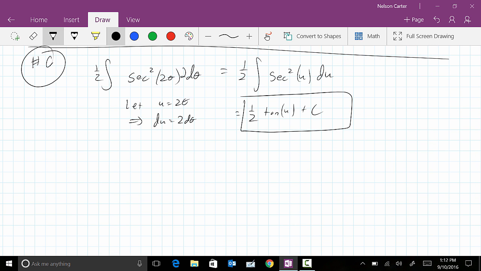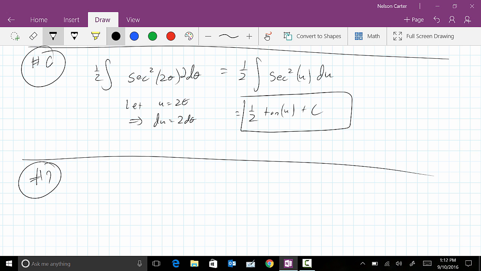Okay. Let's do another one. Number 7. Okay, this is a good one. This is a very, very good one. This kind of freaks people out. The integral of the secant of 3t times the tangent of 3t dt.